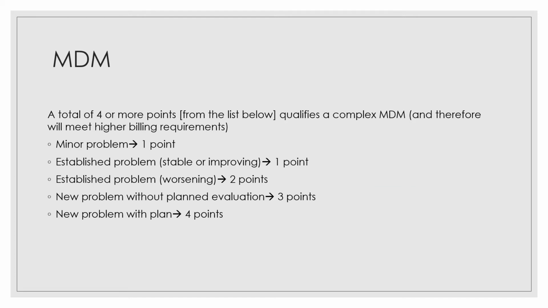A total of 4 or more points from this list below qualifies as a complex medical decision making, and therefore will meet higher billing requirements. A minor problem is 1 point, an established problem, stable or improving, is 1 point, a worsening established problem is 2 points, a new problem without planned evaluation is 3 points, and a new problem with a plan is 4 points.